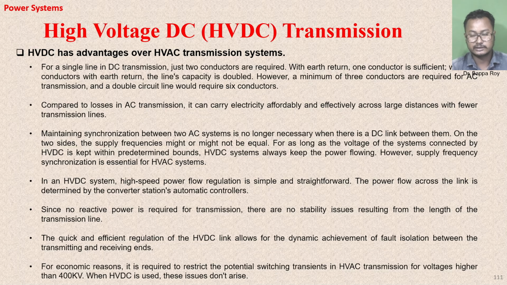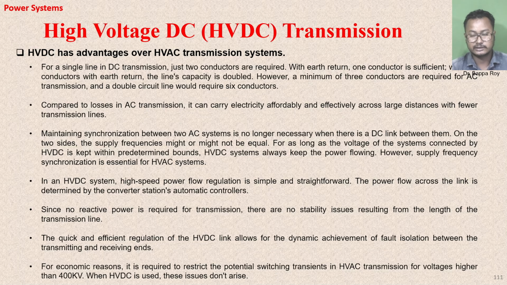The DC link capacitor is a little bit advanced, so let's just ignore it. Let's go to the next point. In an HVDC system, high-speed power flow regulation is simple and straightforward. The power flow across the link is determined by the converter station's automatic controller. Since no reactive power is required for DC transmission, there are no stability issues resulting from the length of the transmission line.